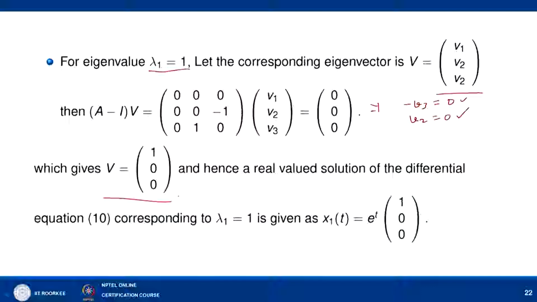So, we can say that V equal to (1, 0, 0) is an eigenvector corresponding to lambda 1 equal to 1, and the corresponding solution is given by x1(t) equal to e to the power lambda 1 t, that is e to the power t into (1, 0, 0). So, here one real valued solution is obtained.